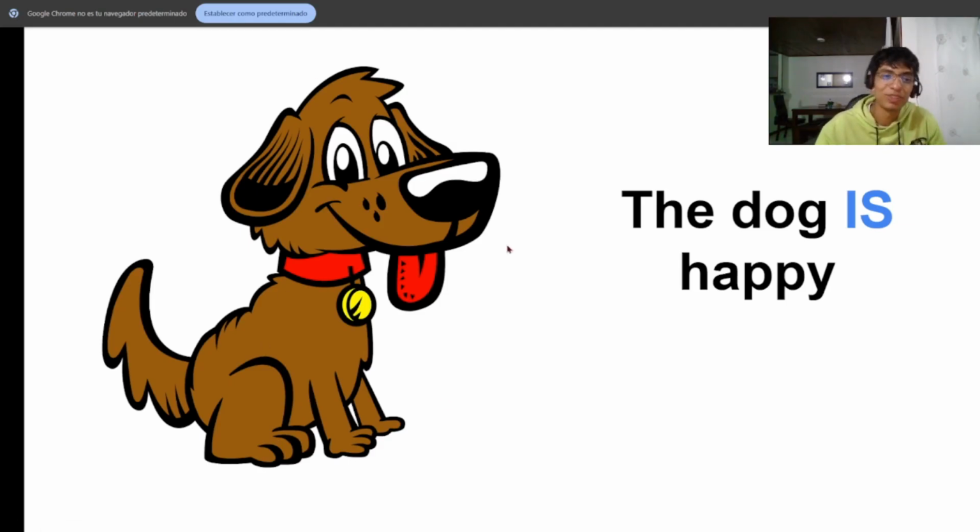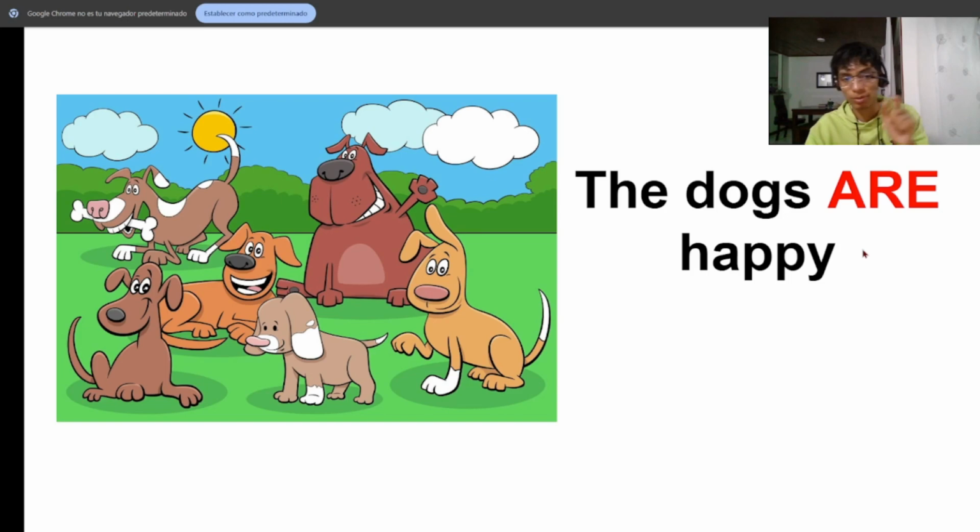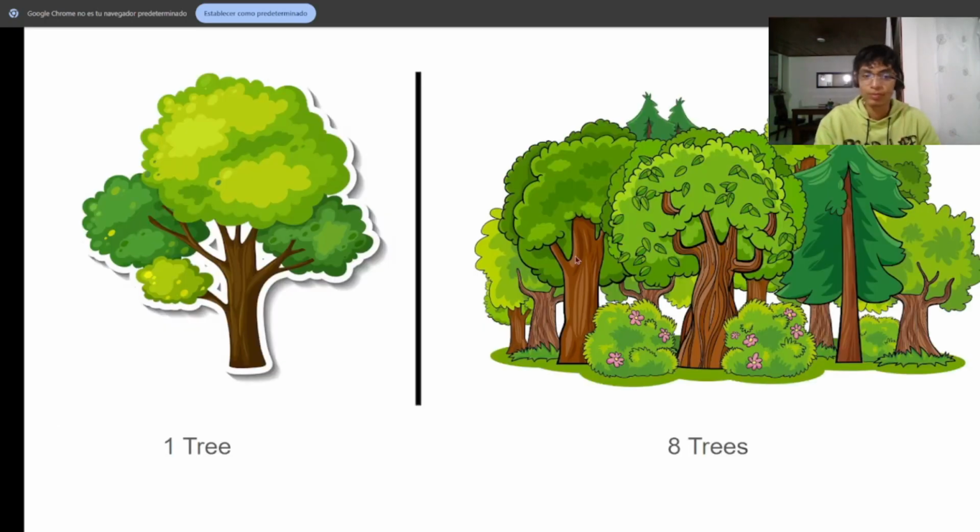So we have here a little example. We have a very happy dog. Look at it. So we have the dog is happy. Different from the next example, which is going to be that the dogs are happy. If we count them, we will find that there are 6 dogs in total. So as we are referring to more than one dog, the dogs are going to be happy.